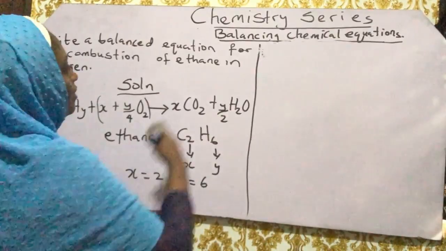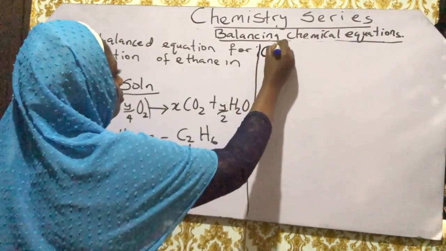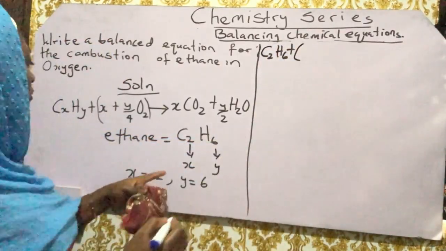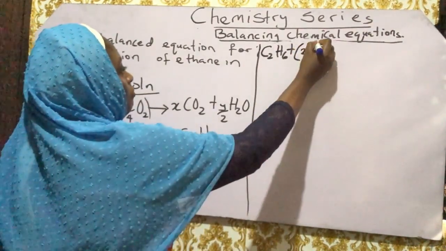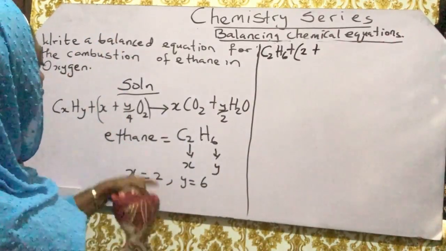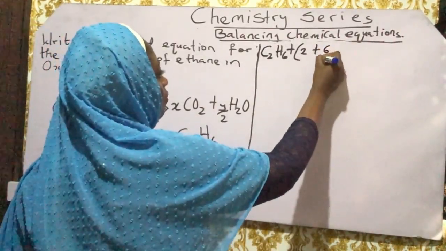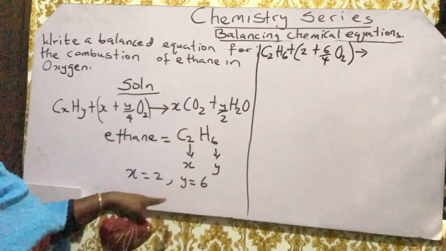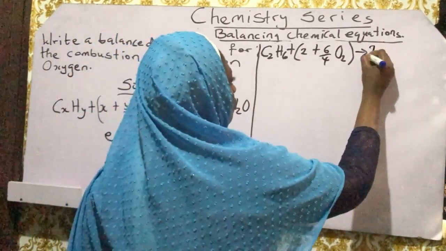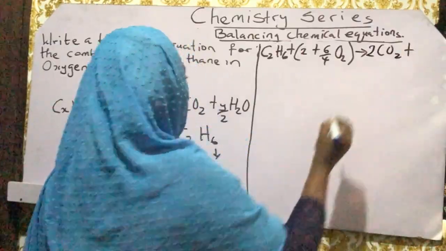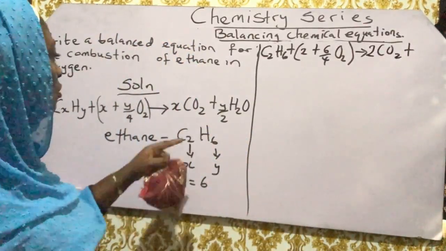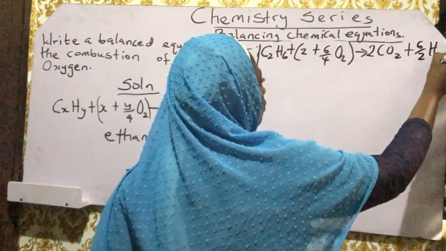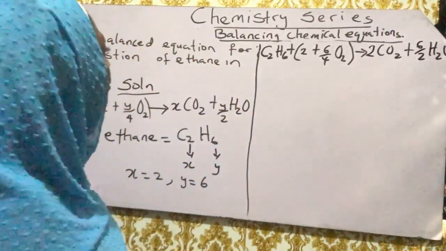So, just like before, that will be C2H6 plus (x, which is 2, plus y over 4, that will be 6 over 4) O2, arrow to give xCO2, that will be 2CO2, plus y over 2 H2O, that will be 6 over 2 H2O. So now let's see what we have.